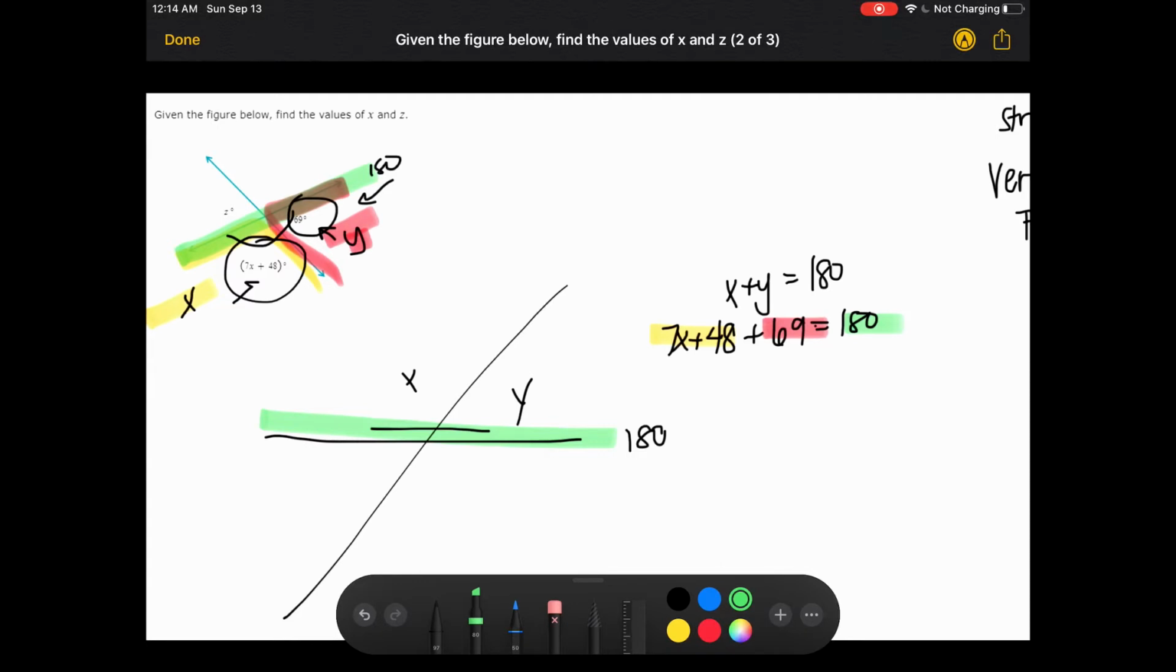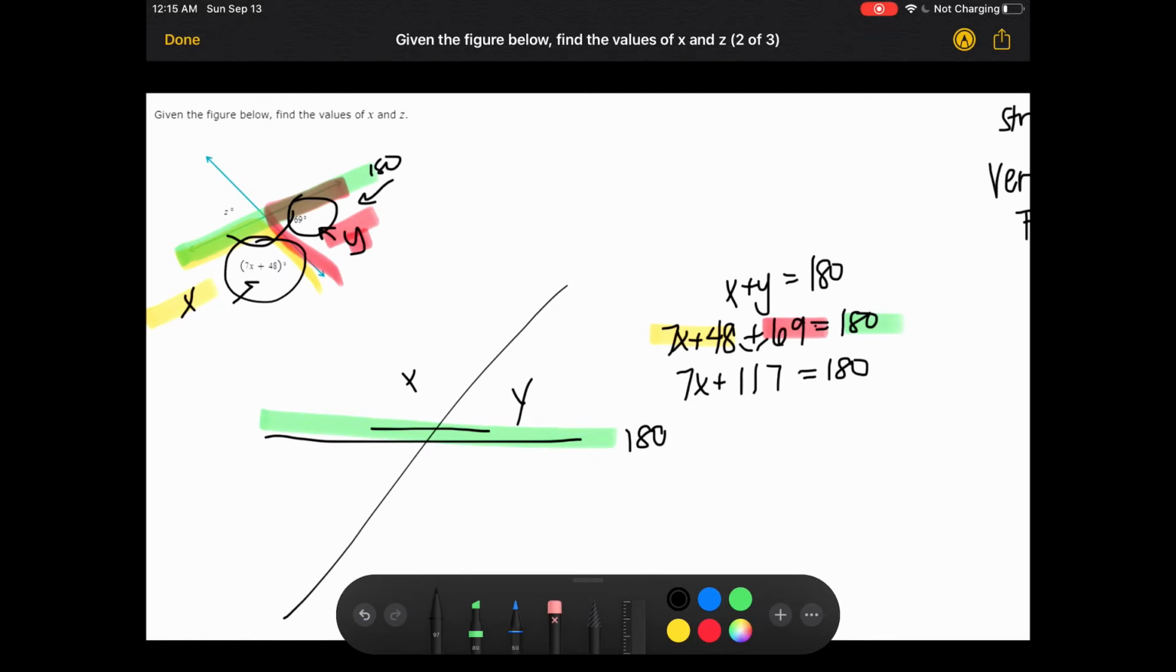Okay? Now, to solve this, I'm just going to start putting them together, right? So 48 plus 69, I'm just going to put that in my calculator so I don't mess up my numbers. That is 117. Okay, so I put those two together, and then I have 7x plus 117 equals 180.